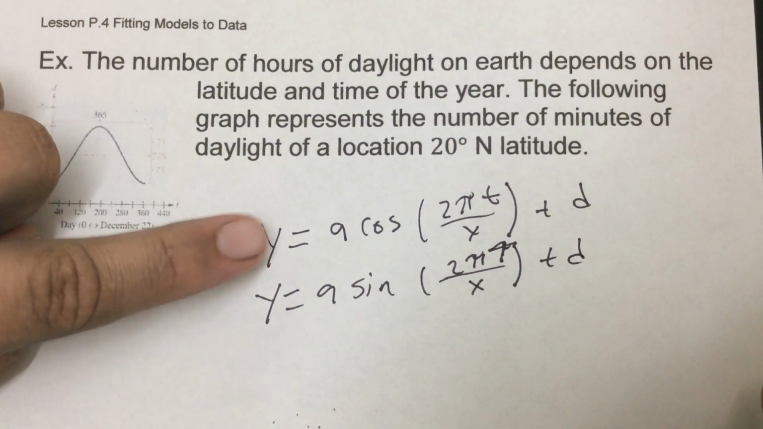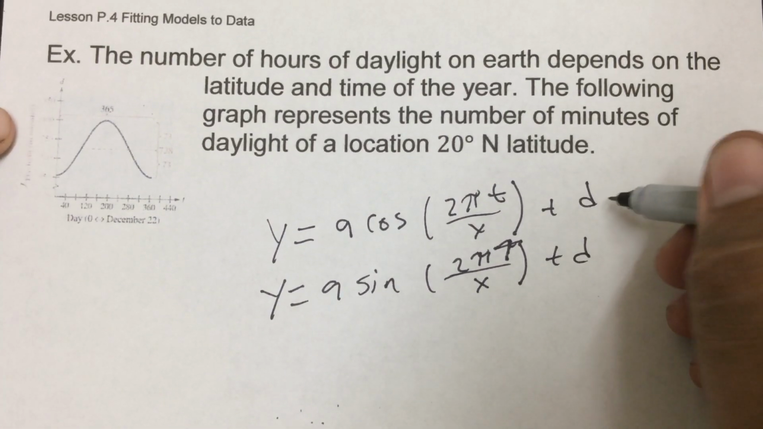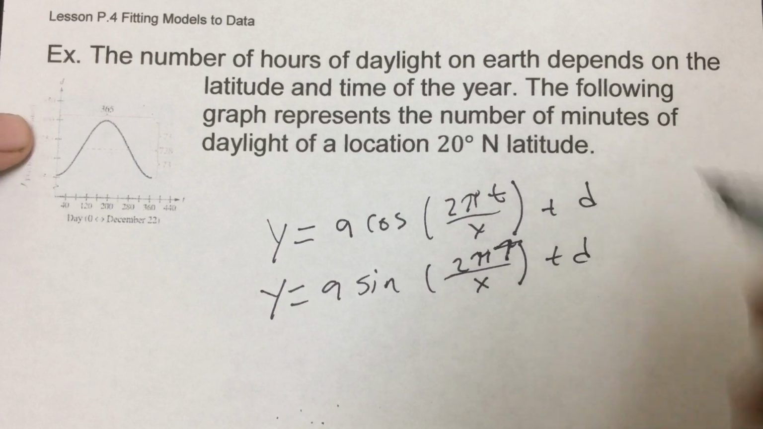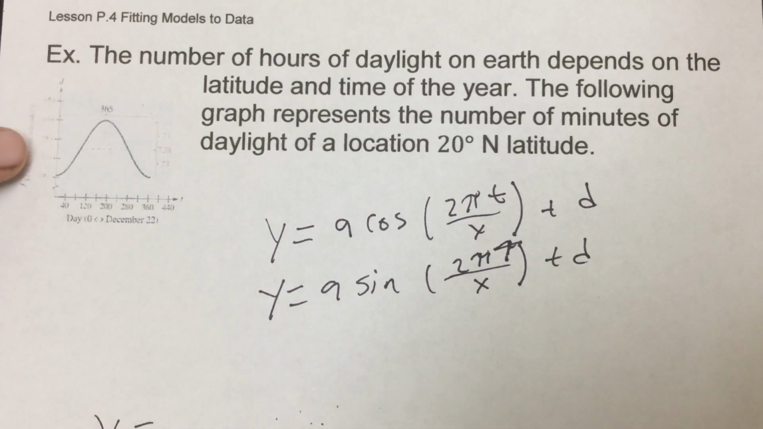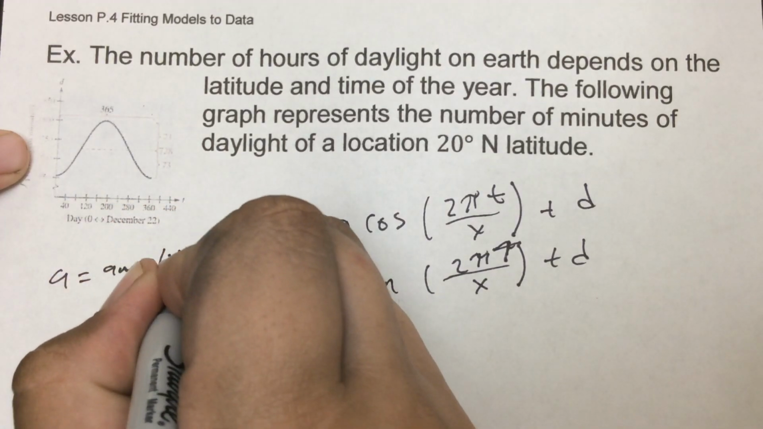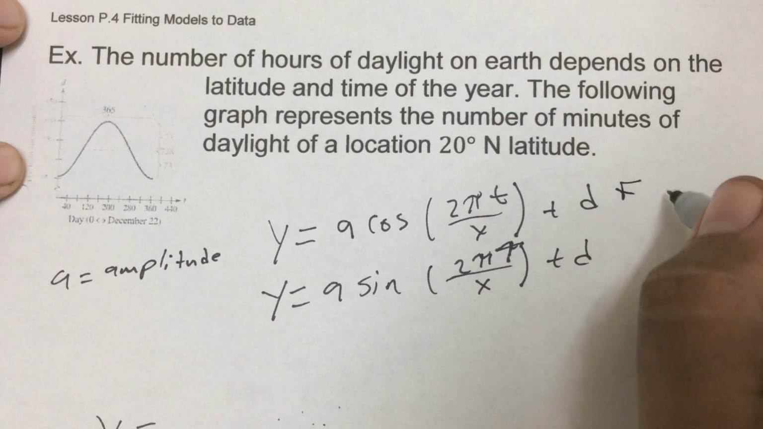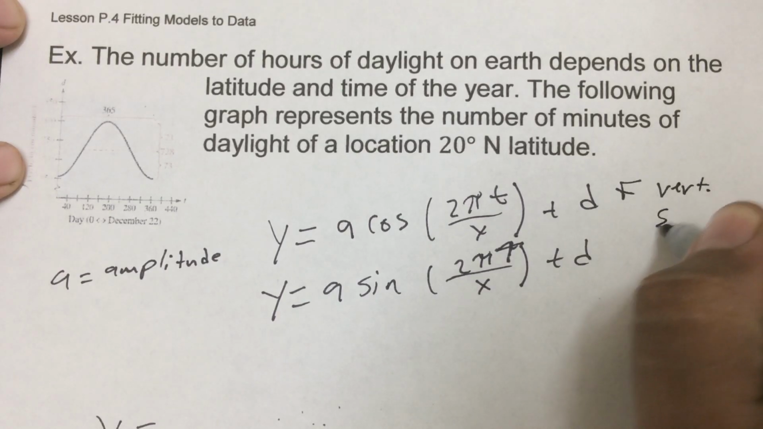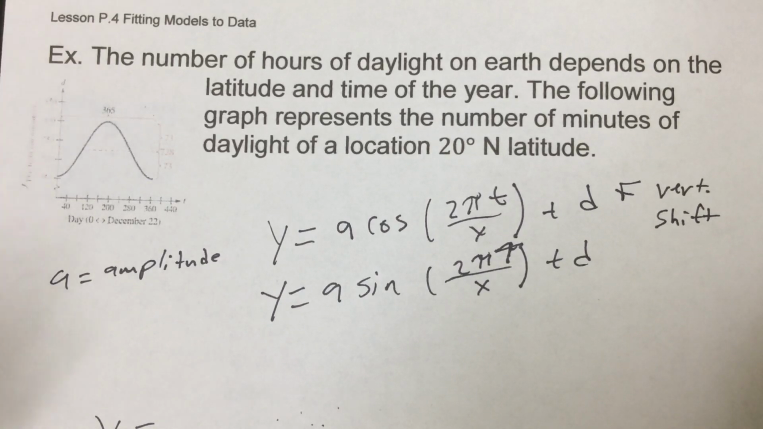Now, cosine starts away from that center line. Sine starts on the center line. So we're going to use cosine to begin with here. So y equals, A is going to be our amplitude, which is how far it's going to go up or down from that center line. D is going to be your vertical shift. So how much have we gone up? Because normally we're going through our 0 line as our center. Here we're shifted up.